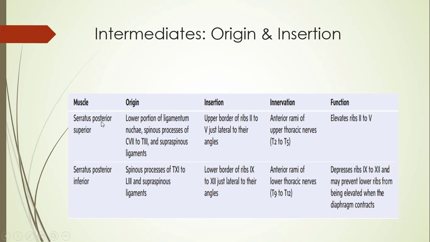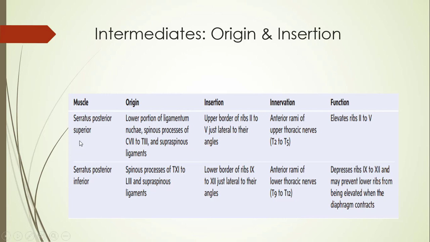We have the serratus posterior superior and serratus posterior inferior. Innervation: anterior rami of spinal nerves, for the superior from thoracic 2 to thoracic 5, and for the inferior from thoracic 9 to thoracic 12. They either elevate in the case of the superior or depress in the case of the inferior. The origins: lower portion of nuchal ligament, spinous processes of cervical 7 to thoracic 3, and supraspinous ligaments. For the serratus posterior inferior, the spinous processes of thoracic 11 to lumbar 3, and supraspinous ligaments.